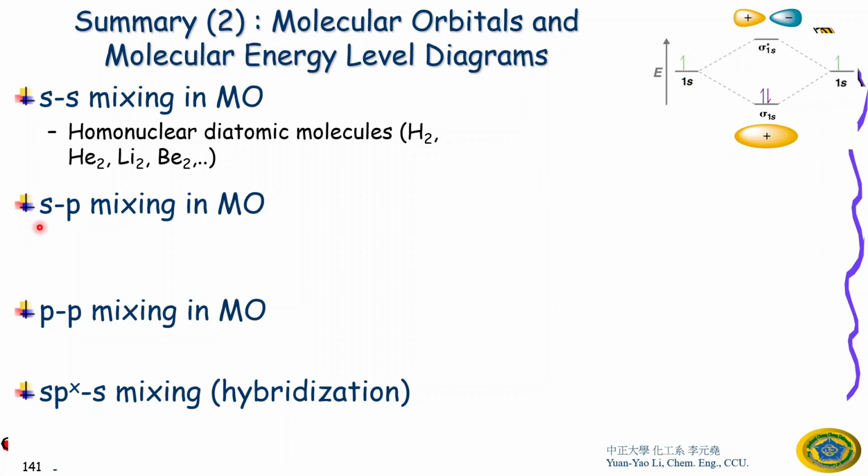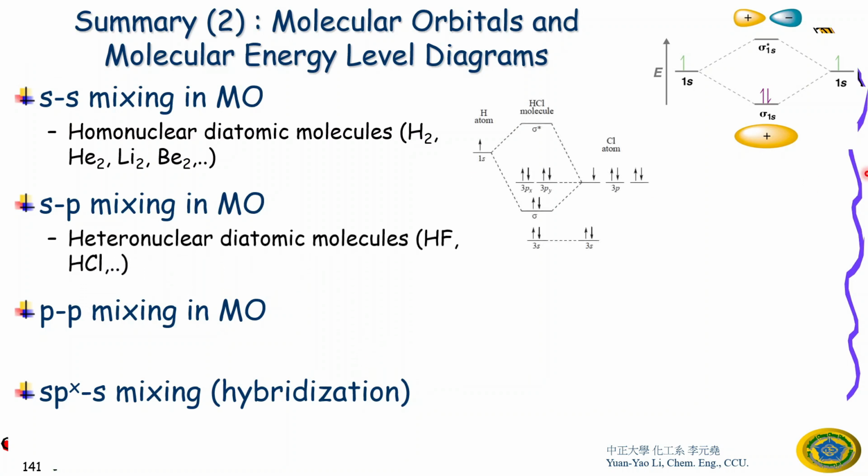And then s and p mixing is for heteronuclear or diatomic molecules like hydrogen fluoride, hydrogen chloride. So this is one, right? This is the energy level diagram, which looks like this. So like chlorine, you have 3p here and you have 1s here. So by the combination, you get an energy level diagram that looks like this.